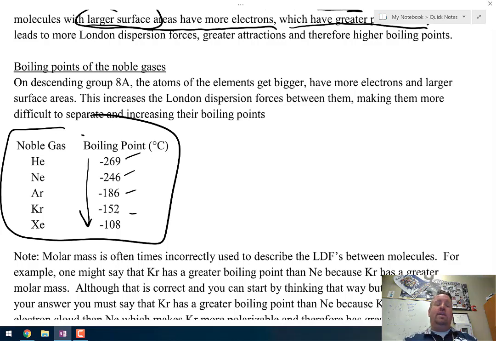Now why does the boiling point go up? Because again, as these atoms become more and more polarizable, the size of the electron cloud is increasing, and as the size of the electron cloud is increasing, again, it's more likely to create those induced dipoles, which therefore creates a stronger London dispersion force.